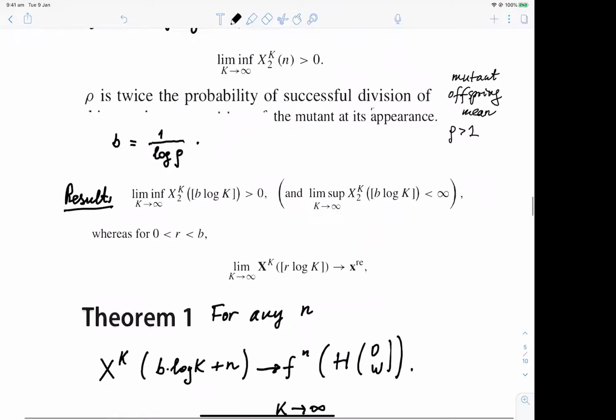So one result that we obtain is that establishment occurs exactly at times b times log k. We show that the limit of the second coordinate at time b log k is positive, whereas for any number r less than b, as k goes to infinity, X at time r log k converges to this fixed point, that is, the second coordinate converges to 0. In particular, if we take any fixed n, that will be 0. It would not get established at any fixed time. You have to take time proportional to log k.